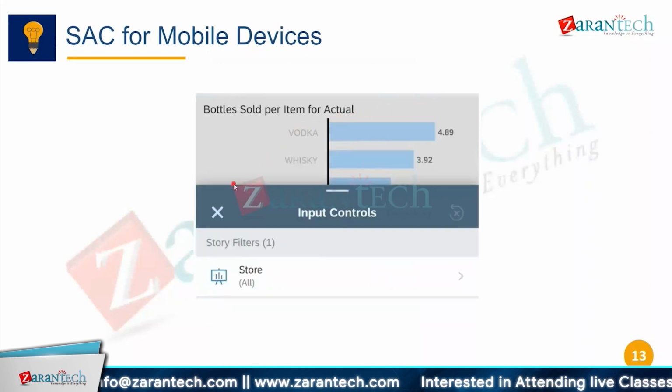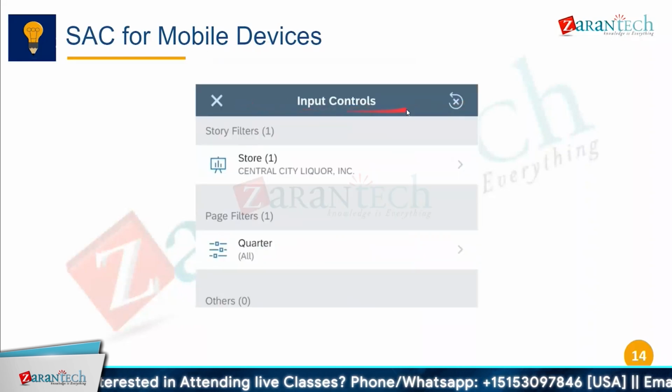And additionally, we have input controls also. In case your story has dimension input control, story filters, page filters, chart filters, all those will show up in this input control panel. It will be available on the top. We will see it when we download. Once we click on the input controls, this is how it looks. Whatever story filters are available will show up here. Then page filters. Then in case you have any other variables or something, then we can see it here.